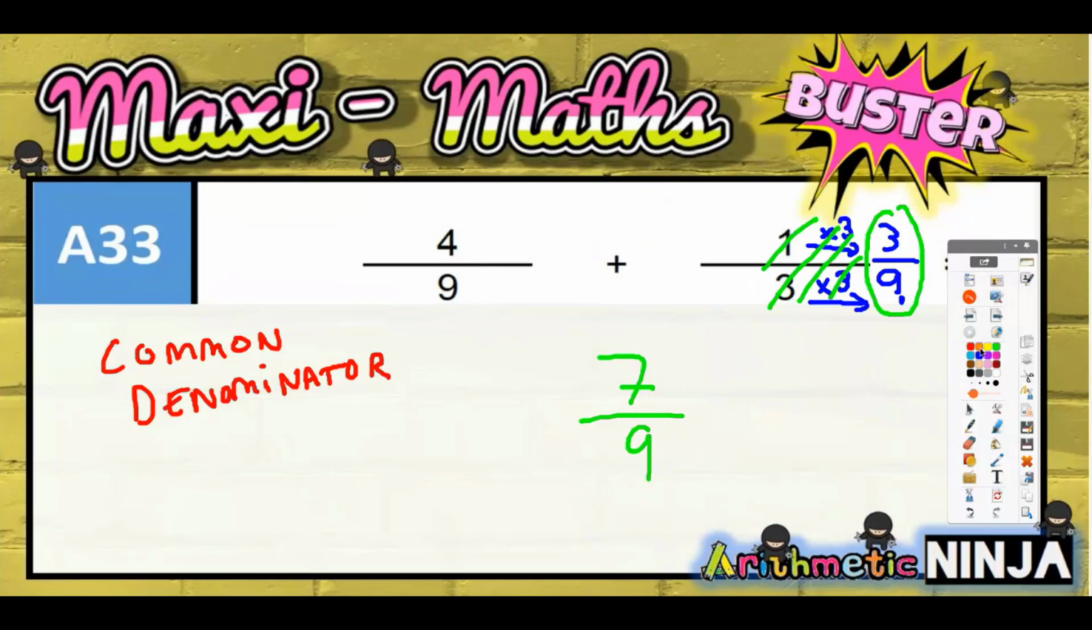So make sure you get a common denominator, get yourself an equivalent fraction, and then the denominator stays the same. If we're dealing with ninths in the question, we're dealing with ninths in the answer.